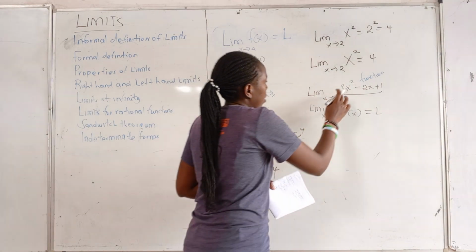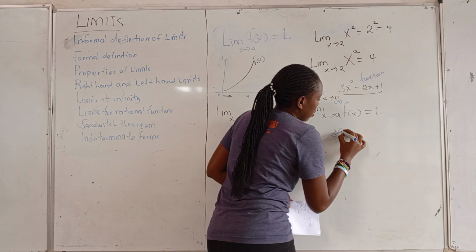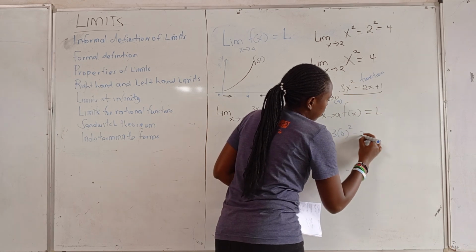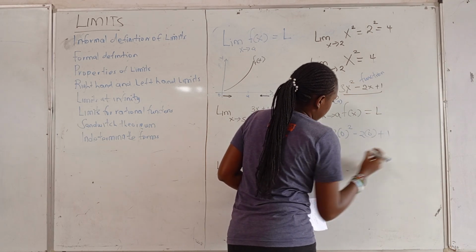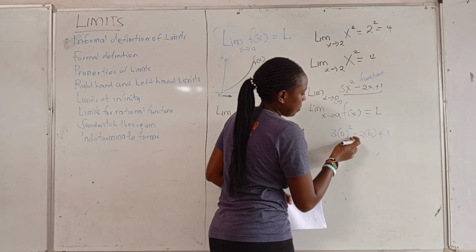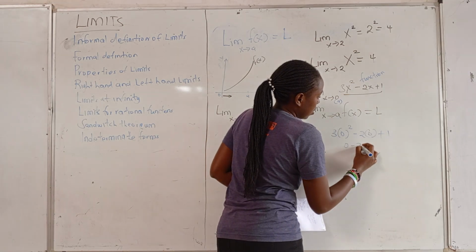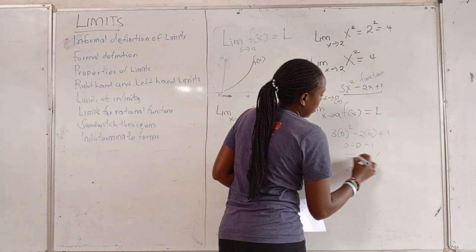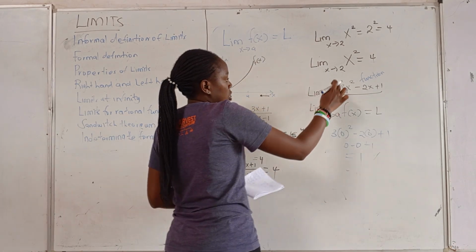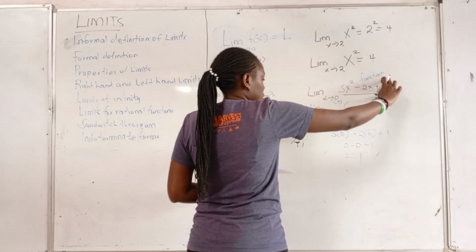So as we continue, it's 3 into 0 squared minus 2 into 0 plus 1. So this is just 0. 3 times 0 is 0, minus 0, plus 1. So you get that our limit as x approaches 0 of this function is 1.